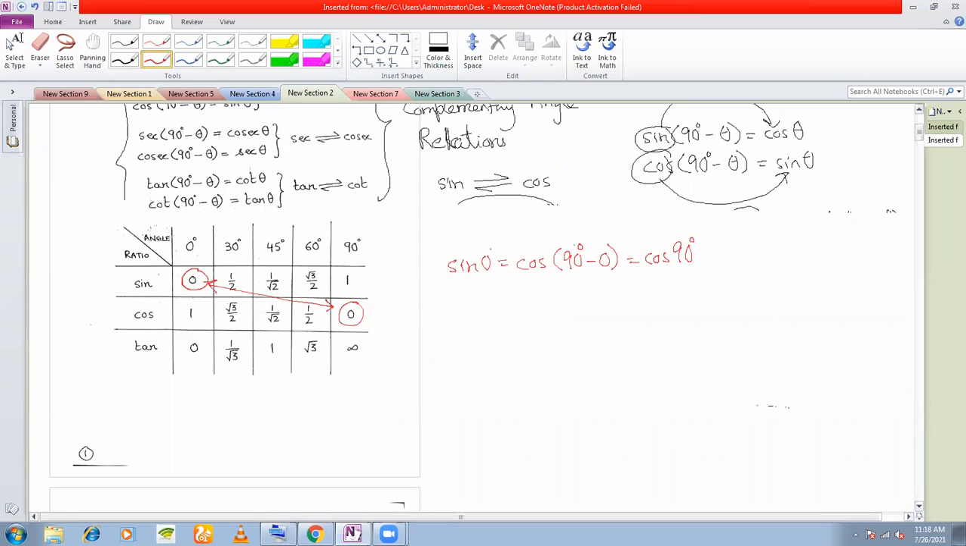So also cos 0 and sine 90 are the same, which is equal to 1. So cos 0 is equal to sine 90 degree minus 0, which is equal to sine 90, which is equal to 1. Sine 0 is equal to 0. You can remember these two in this manner.